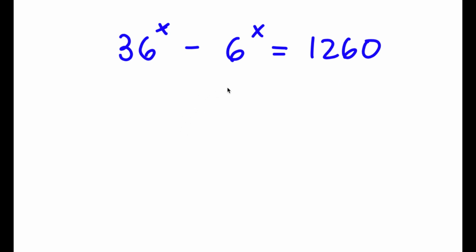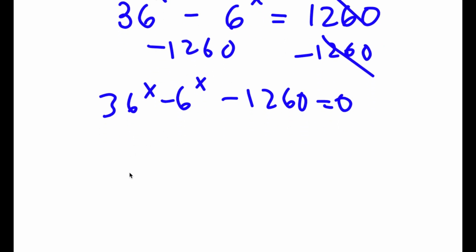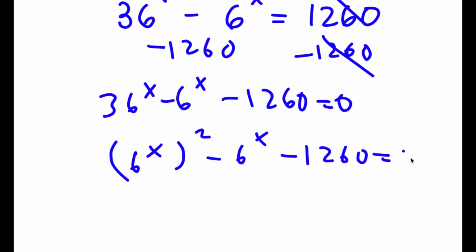Alright, so in this problem I have 36 to the power of x minus 6 to the power of x is equal to 1,260. So I'm going to first start by subtracting 1,260 on both sides. So then these two cancel out, and I have 36 to the power of x minus 6 to the power of x minus 1,260 is equal to 0. Now 36 is the same thing as 6 squared. So I have 6 squared to the power of x, and I can actually switch the places of these two. So this is the same thing as 6 to the power of x squared minus 6 to the power of x minus 1,260 is equal to 0.